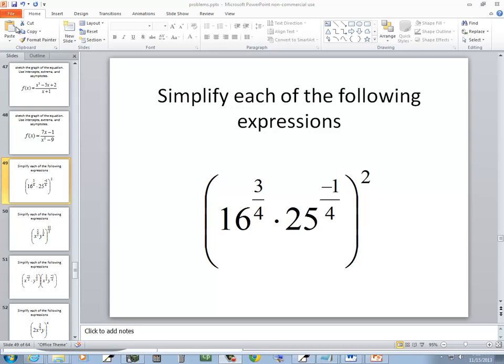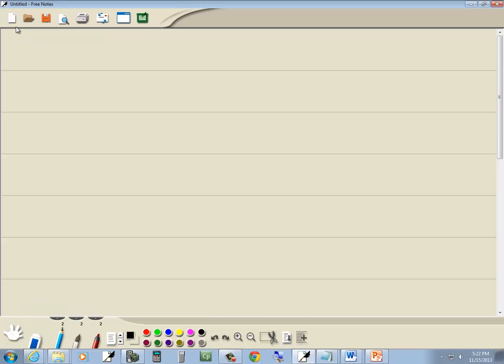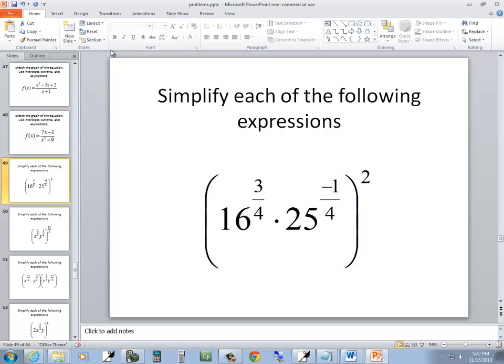Let's take a look at this problem. We got 16 to the 3/4 times 25 to the negative 1/4, squared.